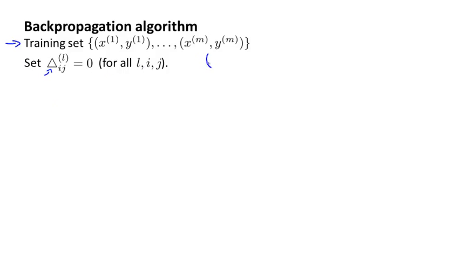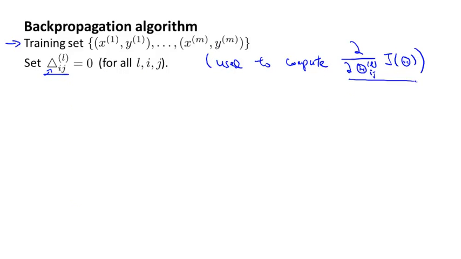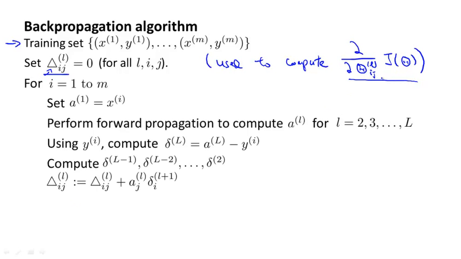Eventually, this capital delta L ij will be used to compute the partial derivative with respect to theta L ij of J of theta. As we'll see in a second, these deltas are going to be used as accumulators that will slowly add things to in order to compute these partial derivatives. Next, we're going to loop through our training set. So we'll say for i equals 1 through m.